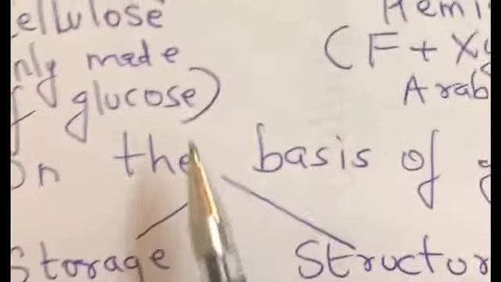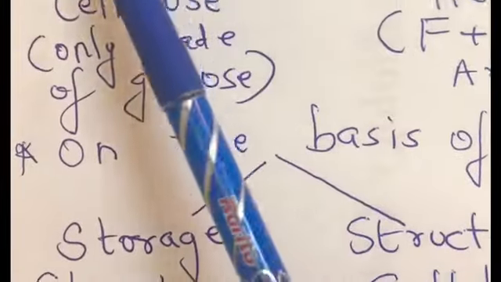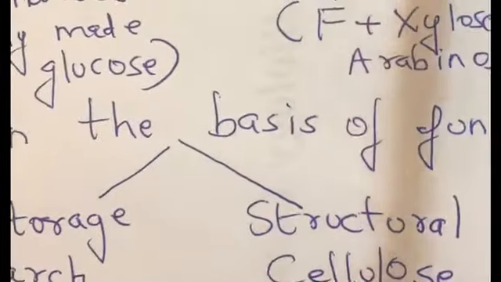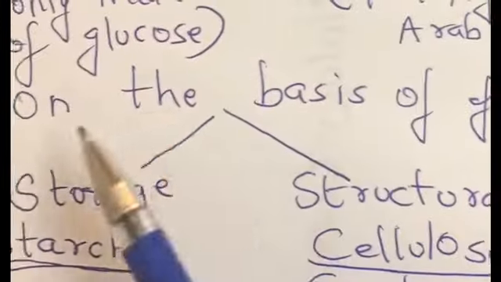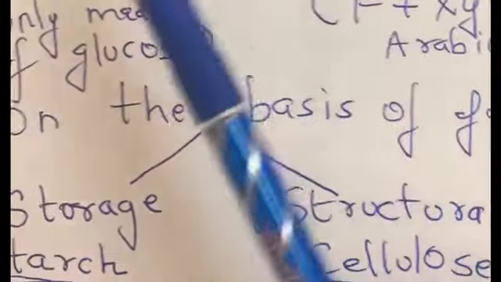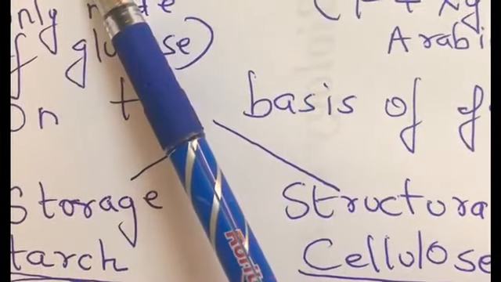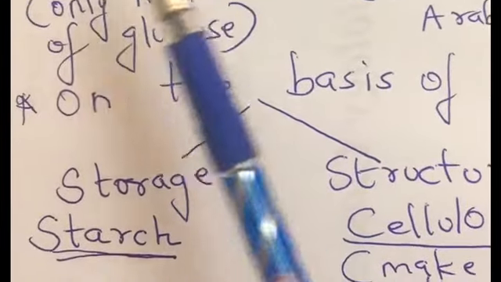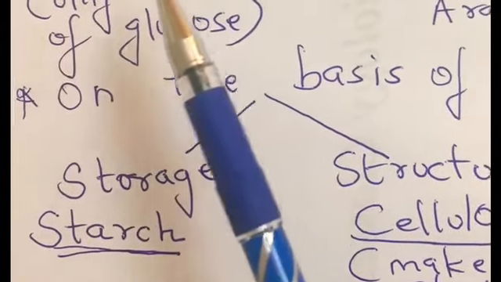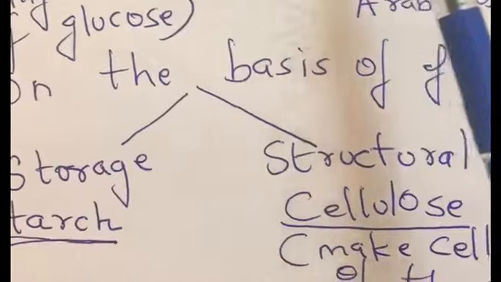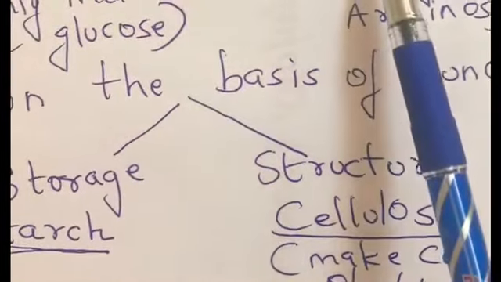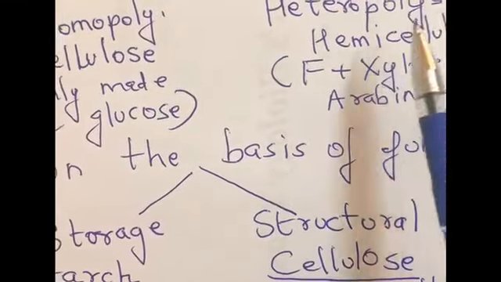So here we have seen that the polysaccharides are again differentiated into two, on the basis of mono units as well as on the basis of functions. On the basis of mono units, it's homopolysaccharides and heteropolysaccharides. As the name suggests, homo means the same type of monosaccharides, hetero means different types of monosaccharides. The example of homopolysaccharide is cellulose, and of heteropolysaccharide is hemicellulose.